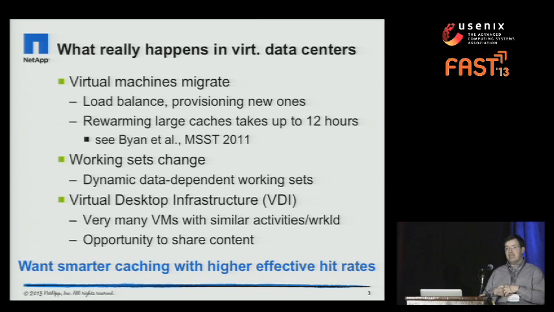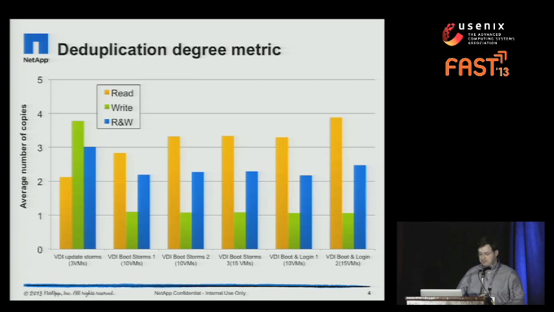Particularly, what we target with this work is a virtual desktop infrastructure. So basically a large number of virtual machines that run desktops, if you will. It turns out that there are very many machines on a single hypervisor, but they all do the same kind of work. So let's look at what happens in those instances.